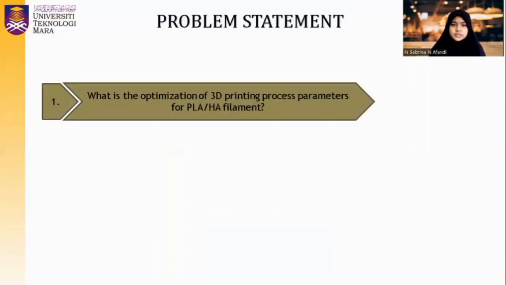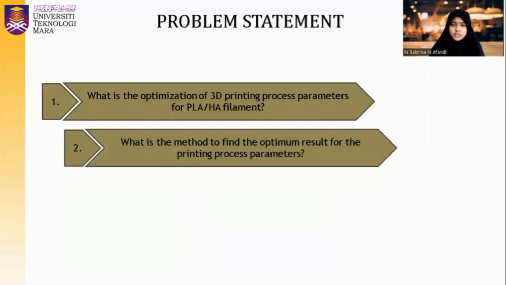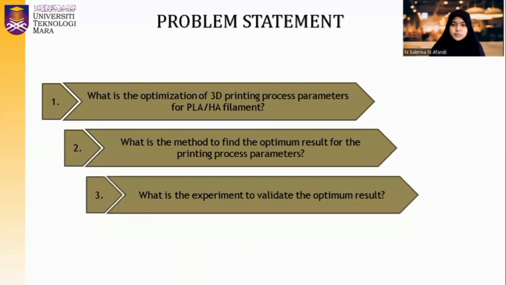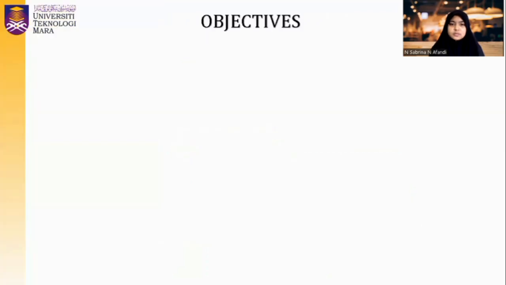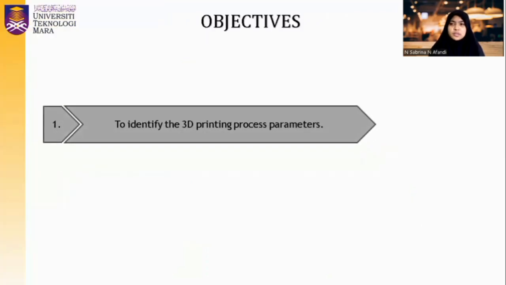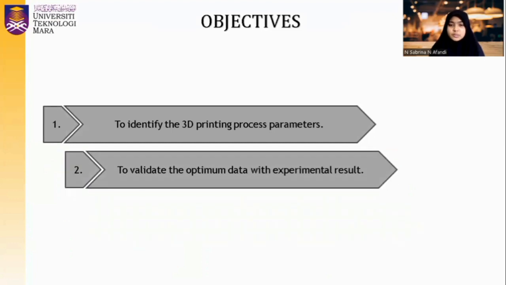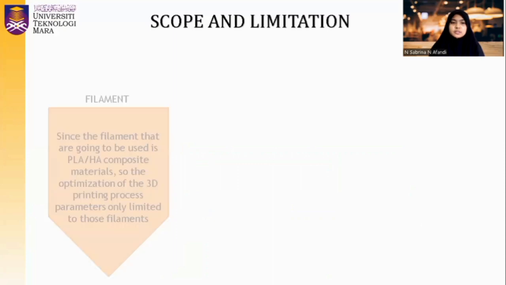So the problem statement is, number 1, what is the optimization of 3D printing process parameters for PLA-HA filament? Number 2, what is the method to find the optimal result for the printing process parameters? And number 3, what is the experiment to validate the optimal result? We go to objective. For the objective, it is to identify the 3D printing process parameters and to validate the optimal data with experimental result.